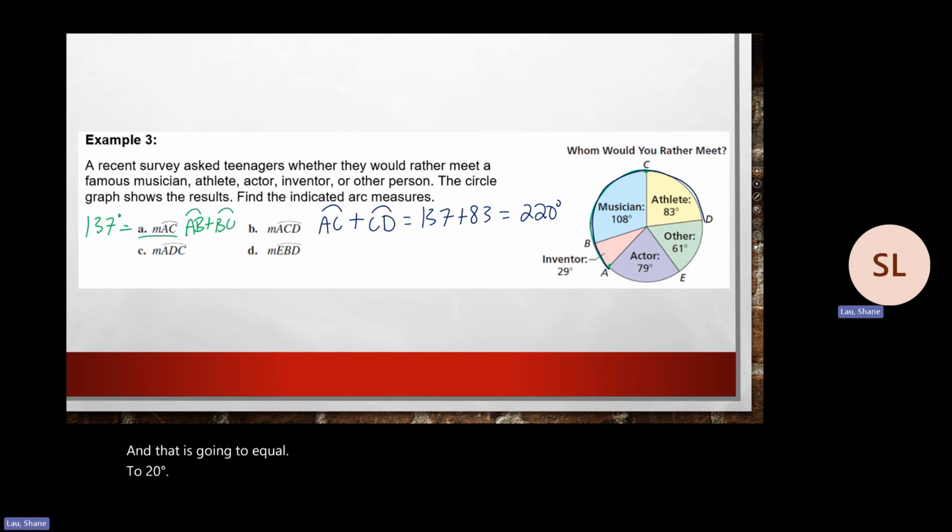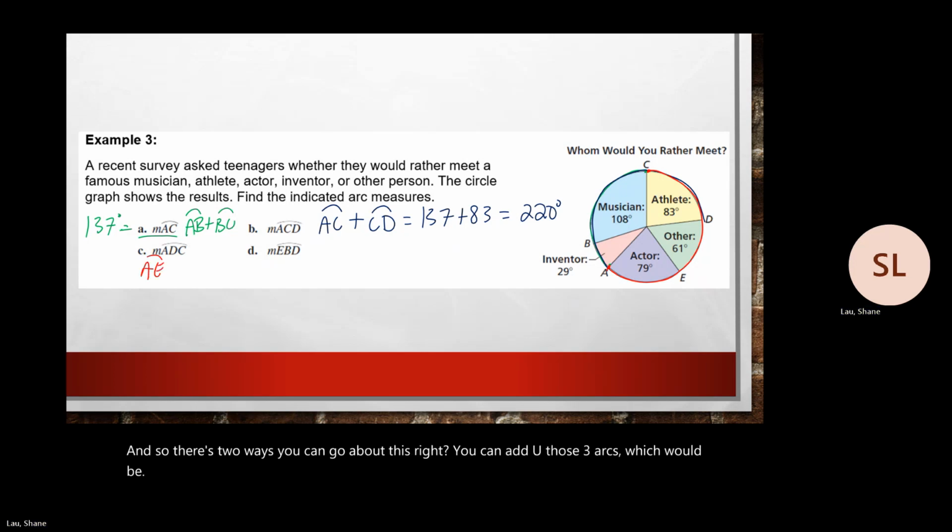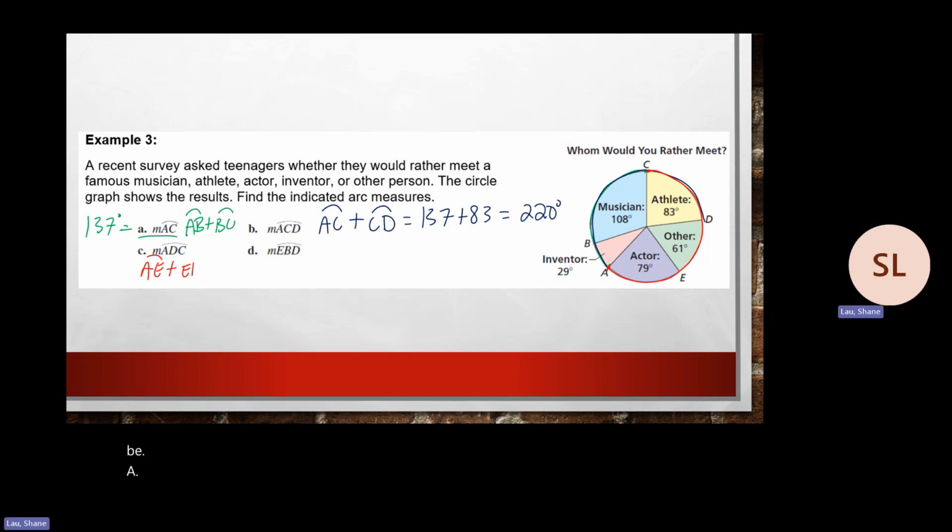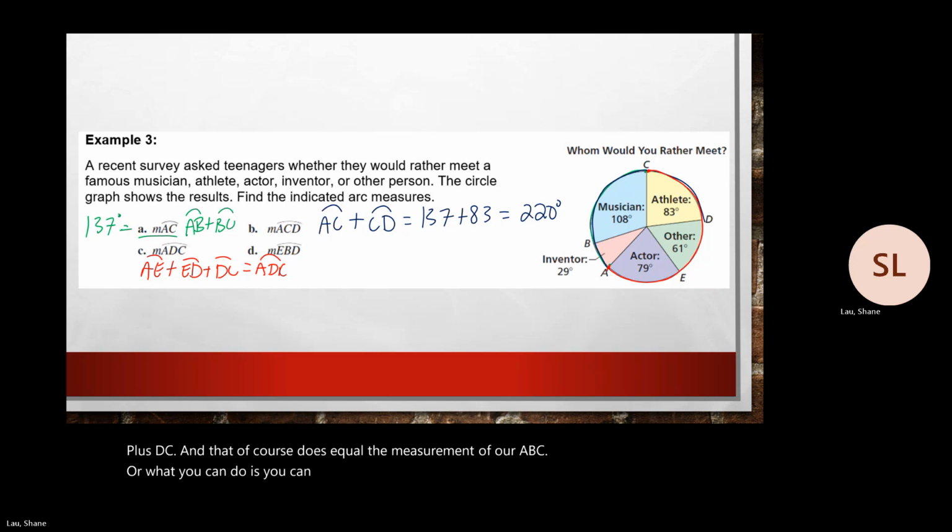Next arc, ADC. Again, making sure that you follow exactly where to go. There are two ways you can go about this. You can add up those three arcs, which would be AE plus ED plus DC, and that of course does equal the measurement of arc ADC. Or what you can do is subtract AC from, you guessed it, 360.